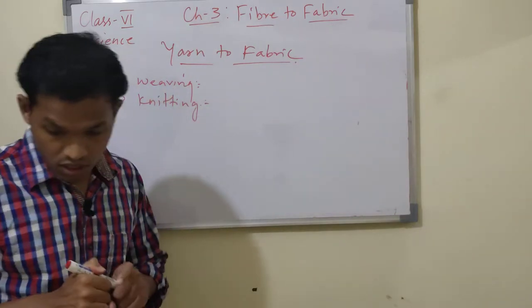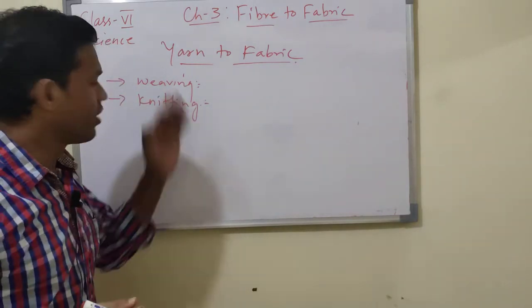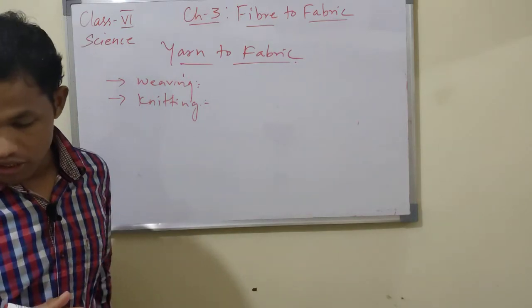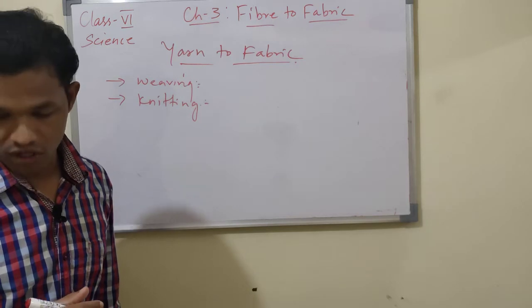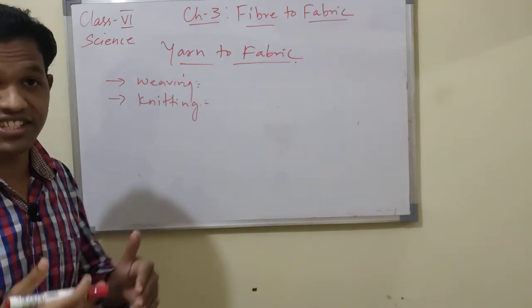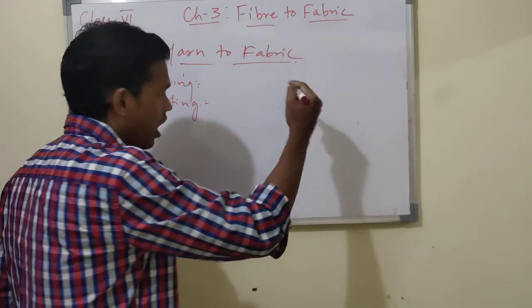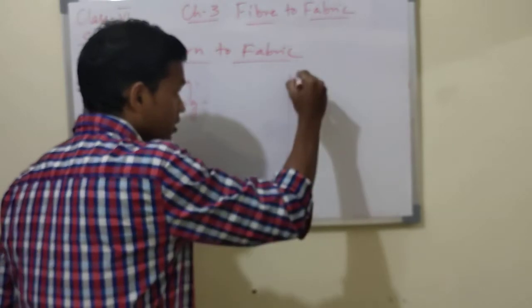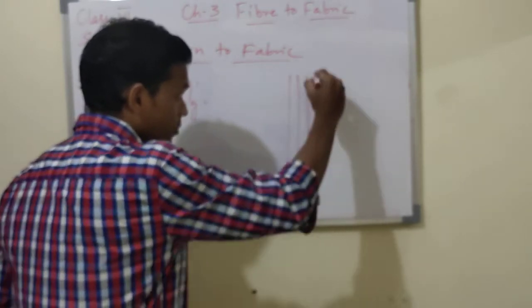Weaving. I have already discussed what weaving is. This fabric is made up of two sets of yarns arranged together. They are interlaced at a right angle. I already told how weaving is done. Weaving is done taking two yarns. This is one yarn, taking two yarns like this. This is a number of yarns.